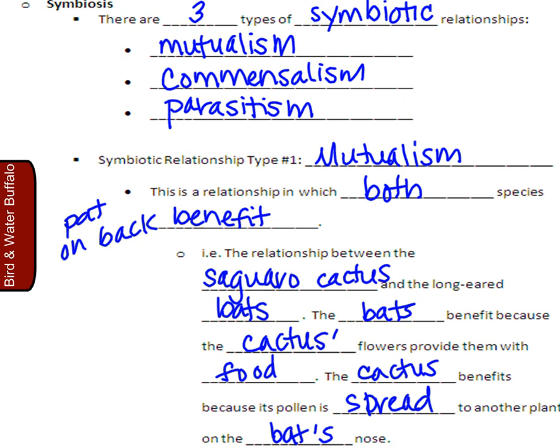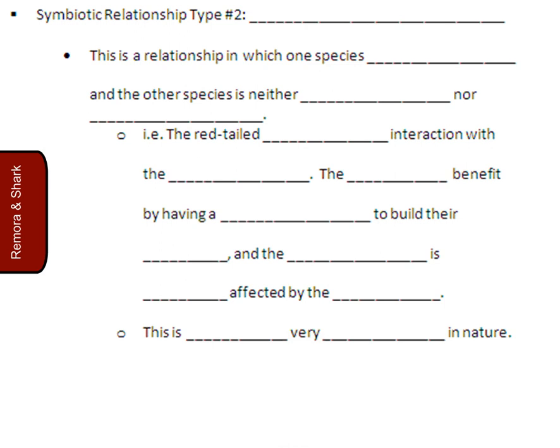So the cactus benefits because it's getting pollinated, and the bat's benefiting because it's getting food. That's mutualism, where both benefit. Okay, the next symbiotic relationship is called commensalism. And this is the all about me relationship. Okay, so commensalism.